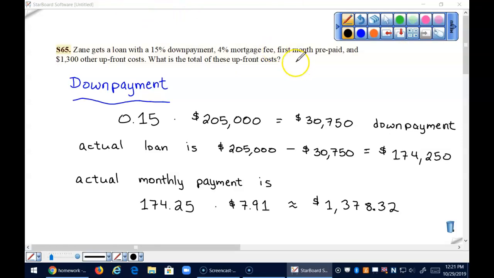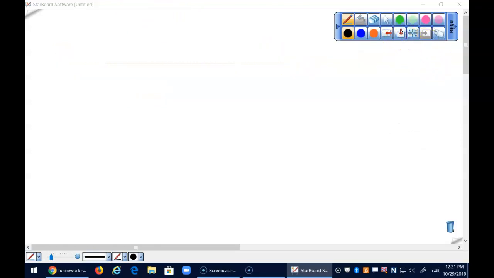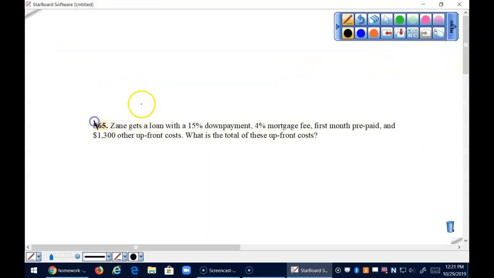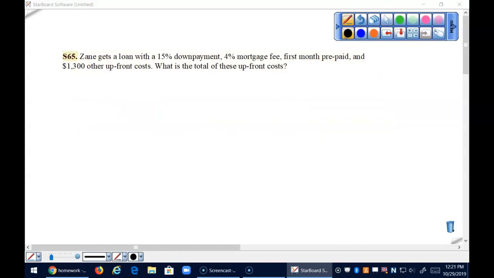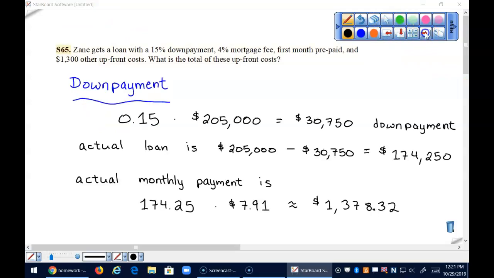Okay, now let's finish this problem. Make another copy of that. So 4% fee. 4%, 0.04. His actual mortgage, 174,250.